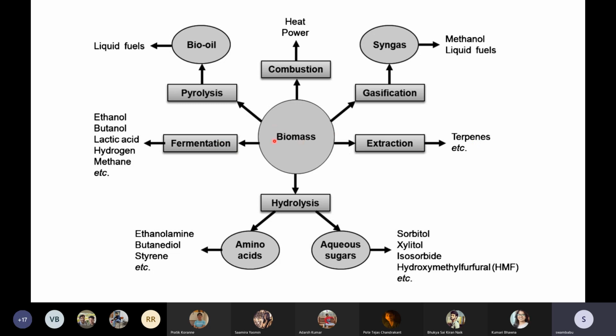If you also take biomass and do fermentation, meaning an enzymatic reaction, you will learn more in your biochemical engineering course. You take the biomass, put in the required amount of enzymes, and put it in an autoclave reactor. Then you can produce ethanol, butanol, lactic acid, hydrogen, methane, etc. It depends on the enzyme you're using. You can produce different types of products.